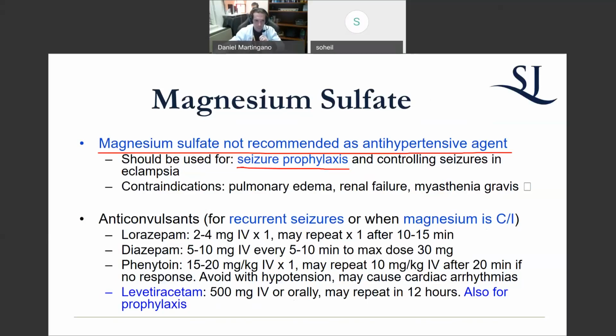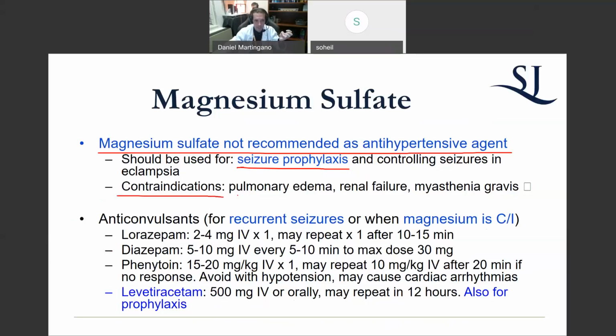And then for seizure prophylaxis, it raises the threshold of seizure activity in the brain, but you also want to think of it kind of like it's relaxing it a little bit. That's really the overall gist of it.